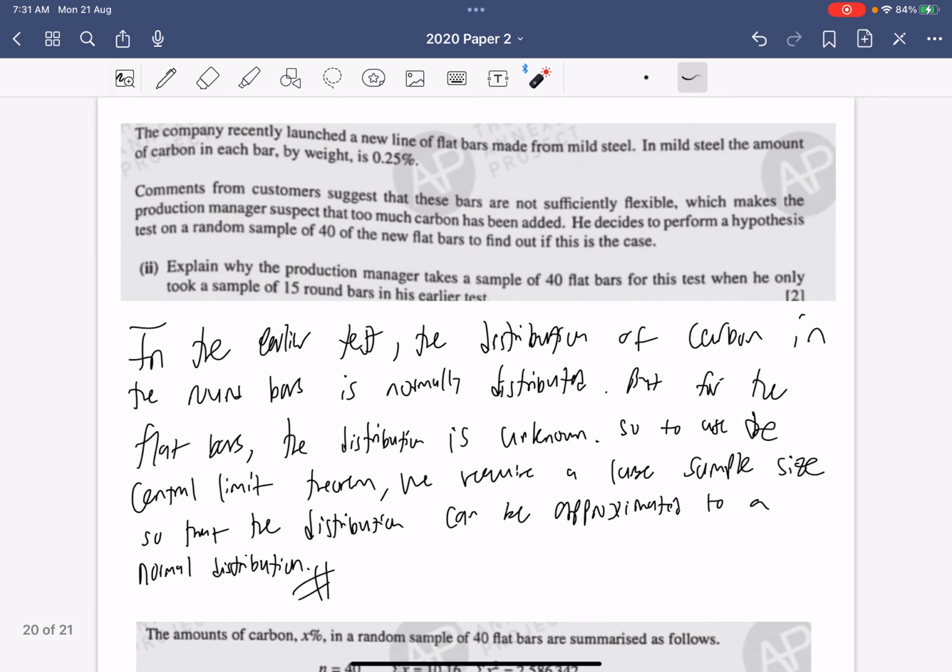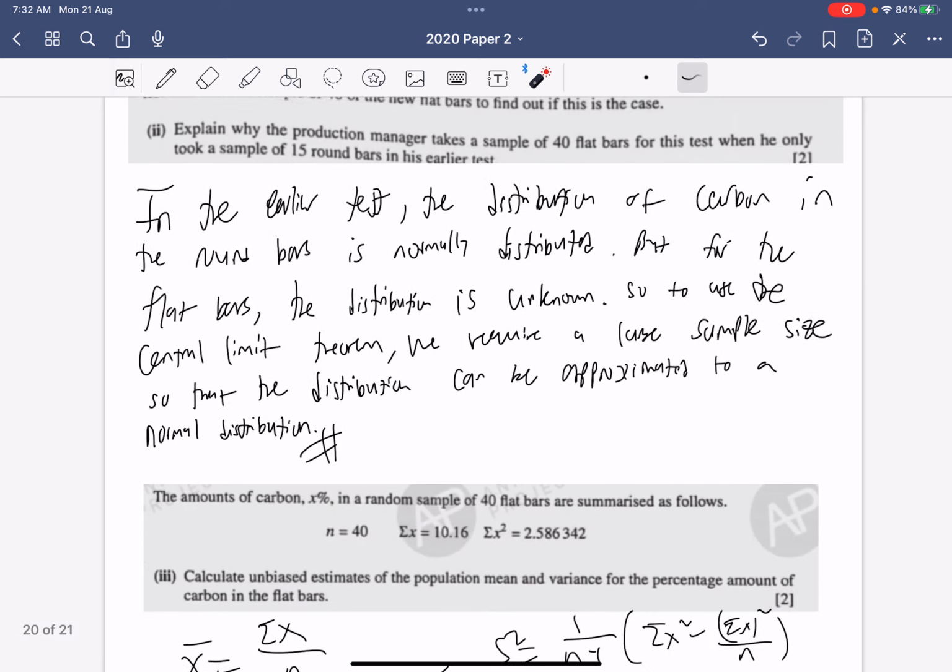Next part, it gives you a new type of bar, and in this mild steel, the amount of carbon is 0.25% only. So he likes to do a hypothesis test on a random sample of 40. In this case, explain why he takes 40 when he only took 15 for the other one. Well, in the previous case, you already know it's normally distributed. But in this case now, for the flat bars, the distribution is unknown. So because of that, when we want to do the hypothesis testing, we will need the help of CLT, central limit theorem, and hence we need a large enough sample size, which is more than 30. So 40 is sufficient.